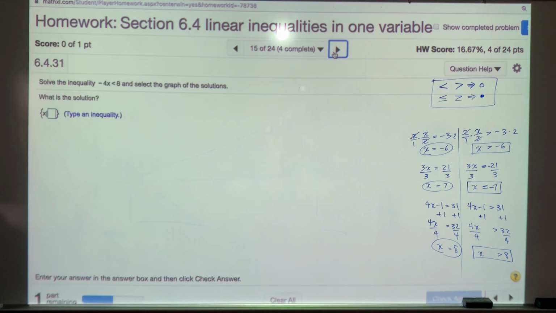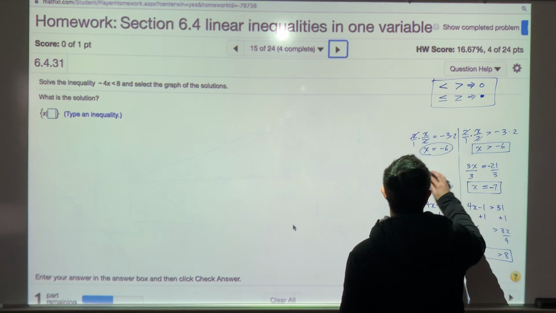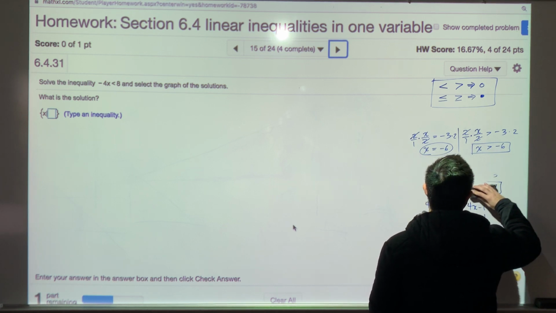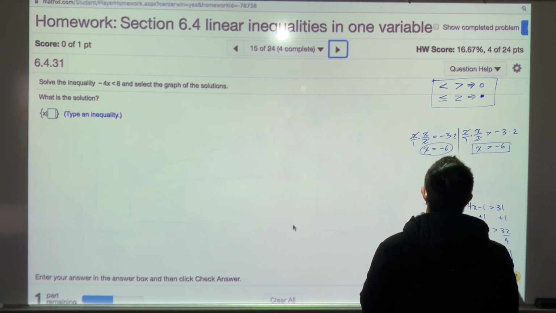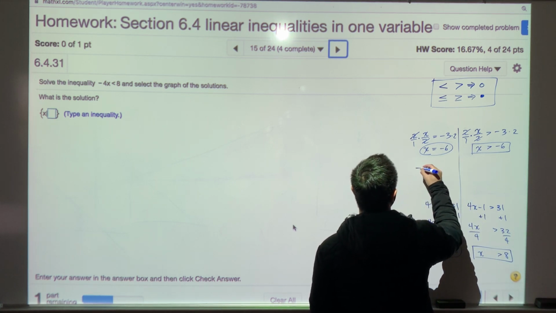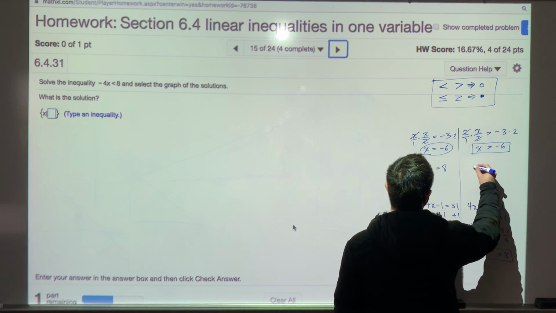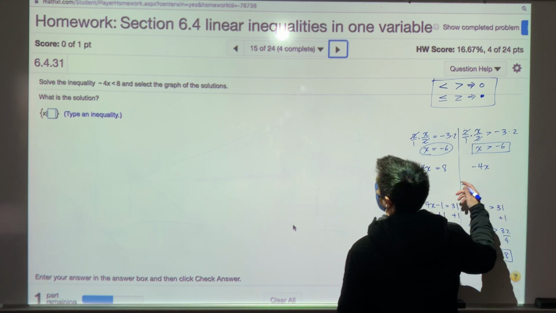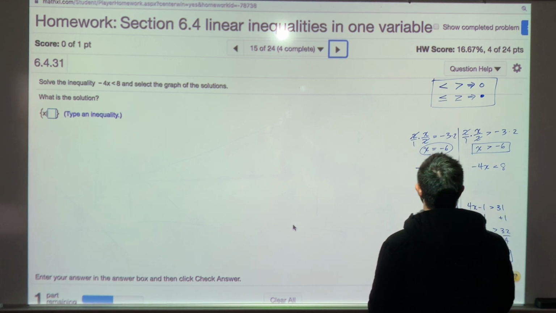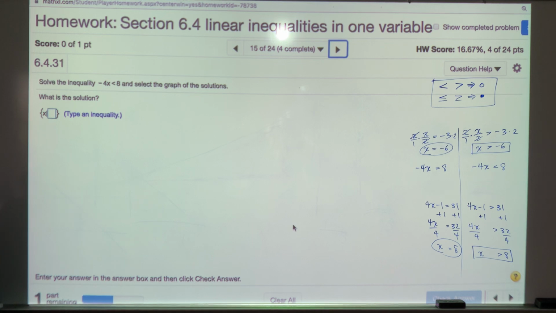Okay, 15. Now, 15 is one in which we do need to discuss a very, very important topic, and it is a rule, and it is the third item that is unique. I believe the third and final item that is unique in our discussion of linear inequalities. Some of you may already know what is going to happen here. So I have negative 4x is less than 8.